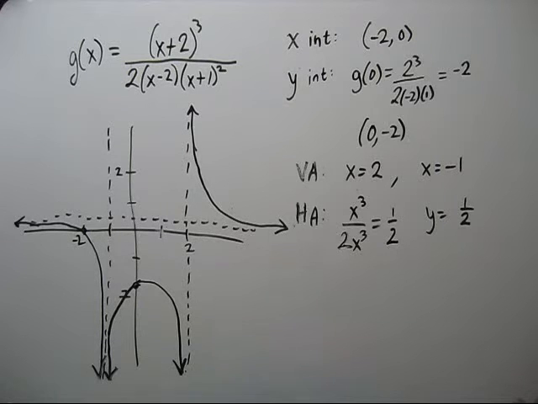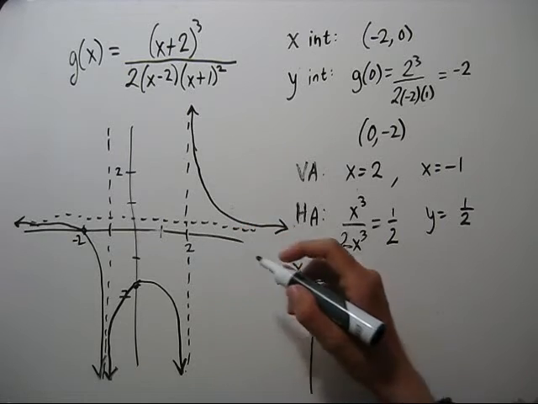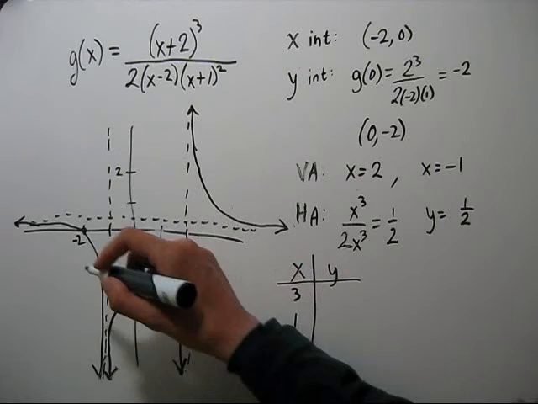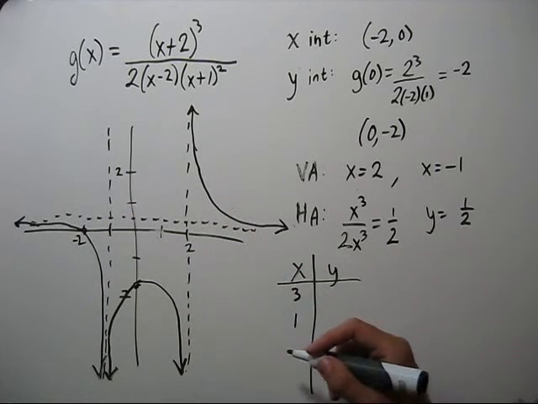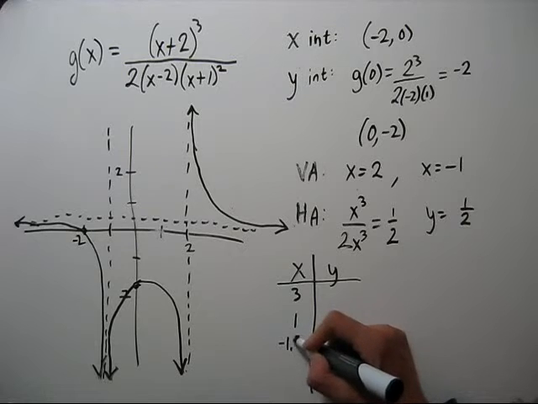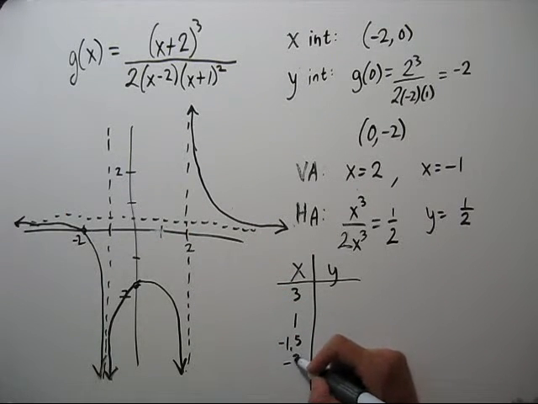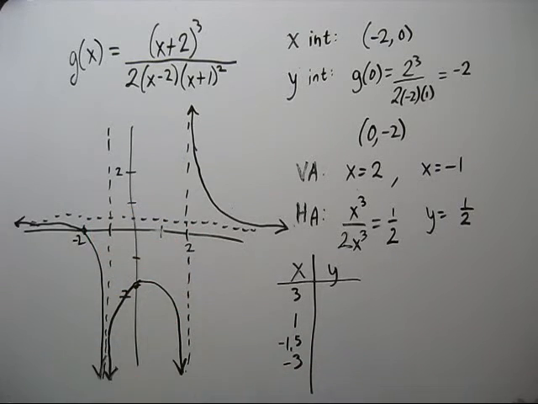Now let's plot some additional points to make it more accurate. 3 would be a good one. So would 1. And maybe -1.5. And a -3. Just to get an idea of how steep we were going down.